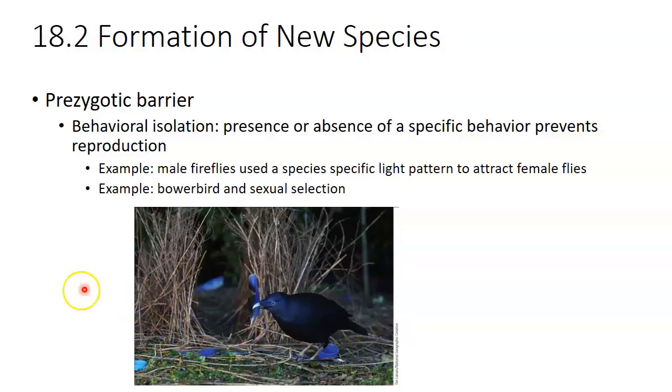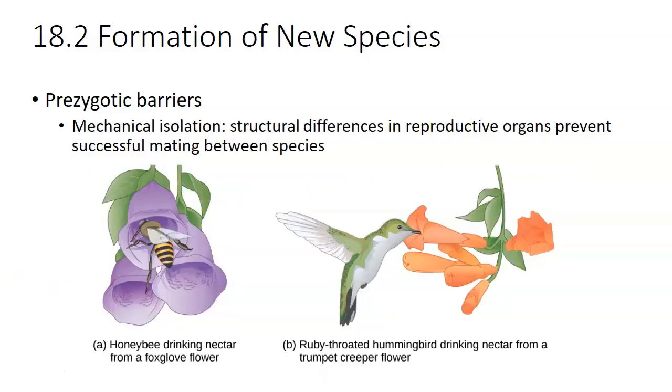They're not going to understand that. So that keeps different species from mating. It's behavioral isolation. Mechanical isolation. These are structural differences in reproductive organs that prevent successful mating. So literally the pieces don't fit.